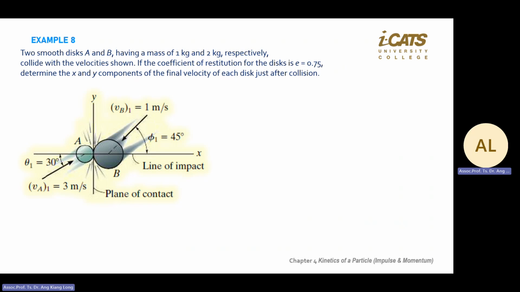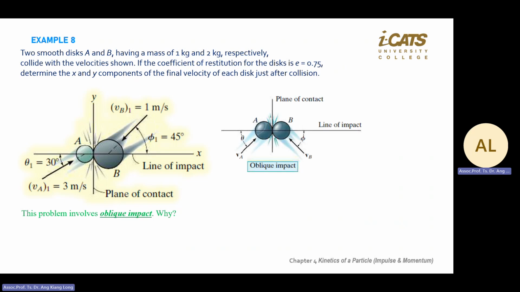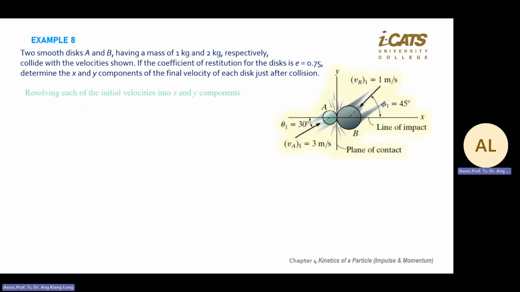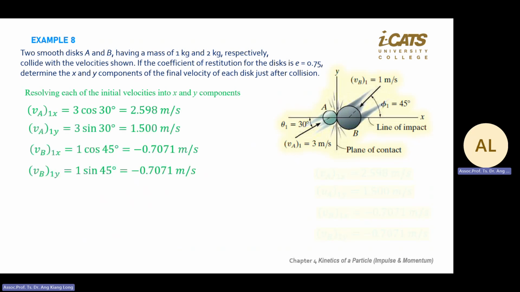And sometimes it asks you to find the resultant of the velocity. Means you square plus square, then square root the answer. Okay, so I go very quick. Identify it is oblique, then you break your velocity into x and y. Who doesn't understand how to do sine and cos?